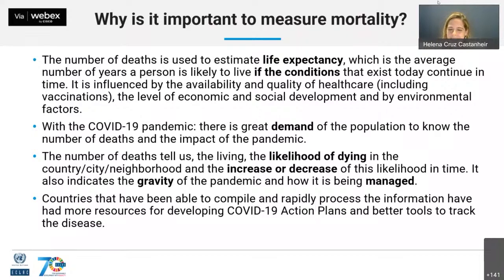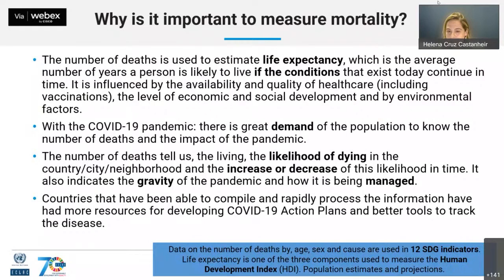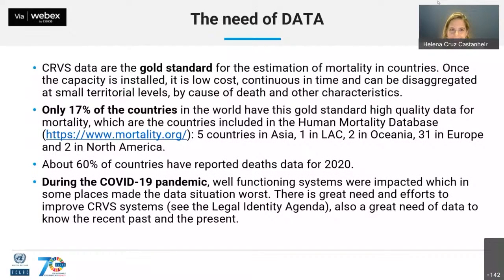And if you're not convinced yet, number of deaths by age, sex, and cause of death are 12 SDG indicators, at least, because it also influences the population and how we estimate and project the population. So mortality is one of the 3 components of the size of the population. So it's the denominator of almost many SDG indicators, right? And also the life expectancy is one of the 3 components of the Human Development Index. So it's a clue, right, to tell the situation of living in different countries. So, the need of data.